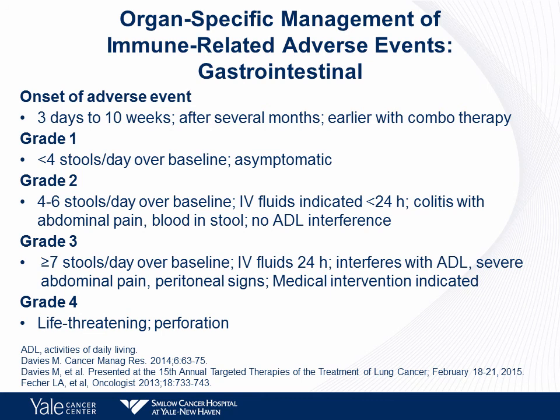I just want to point out one thing when we talk about the gastrointestinal toxicities and the risk for colitis. It is important to look at the signs and symptoms as well as the number of stools a patient has. Patients can develop colitis with abdominal pain and cramping without having diarrhea. So you want to make sure you're evaluating them for potential colitis, even if they don't have a significant increase in the number of stools over their baseline.